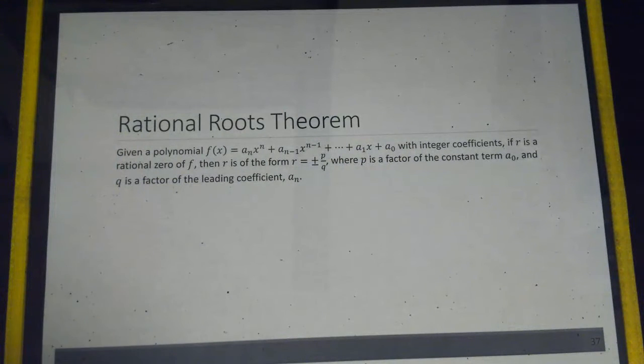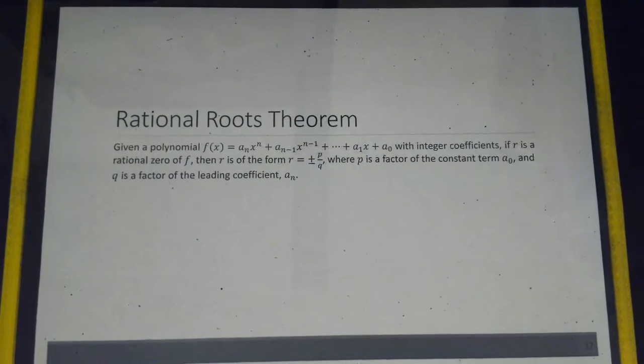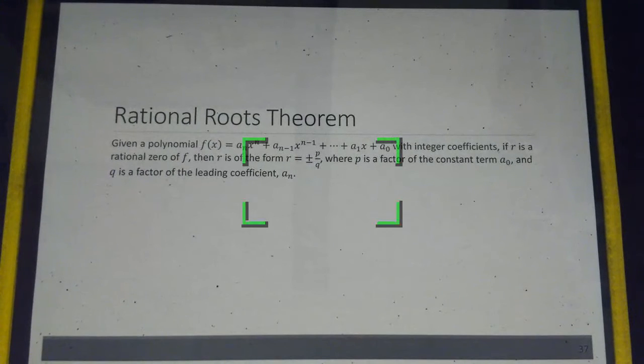Now we're going to look at the rational roots theorem. It says, given a polynomial f of x equals a sub n x to the n plus a sub n minus 1 x to the n minus 1 plus all the way down to a sub 1 x plus a sub 0. So we have a polynomial with integer coefficients. If r is a rational zero of f, then r is of the form r equals plus or minus p over q, where p is a factor of the constant term a sub 0, and q is a factor of the leading term a sub n. This is going to sound kind of confusing, but once we do an example, it should make a little bit more sense.